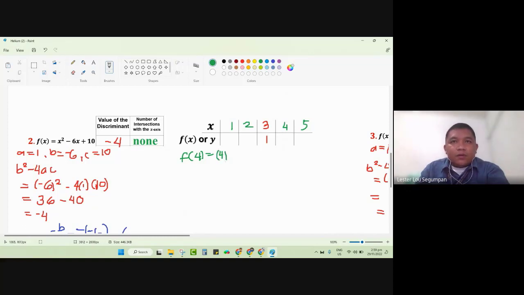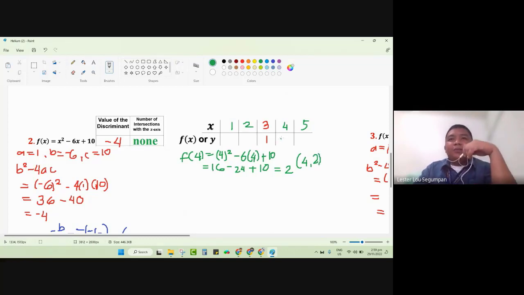Sorry. 4 squared minus 6 times 4 plus 10. 4 squared is known to be 16. This is 24. And this is 10. 26 minus 24, you will get a result of 2. And hence the next point is at 4 and 2. I'm going to place here 2.